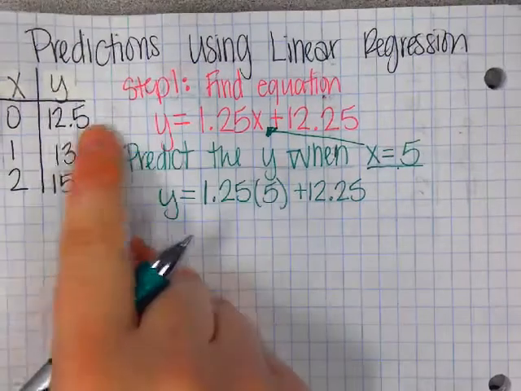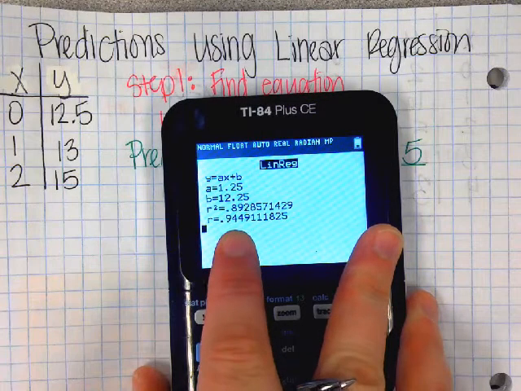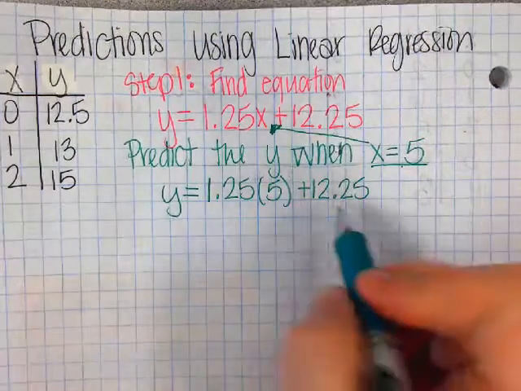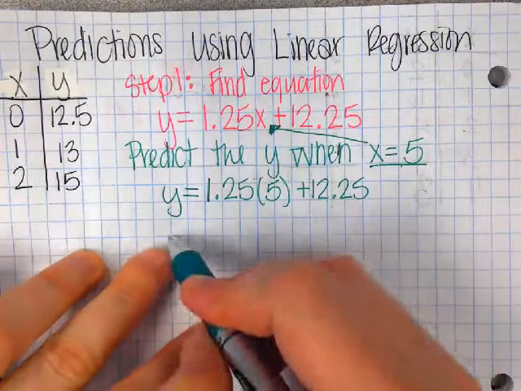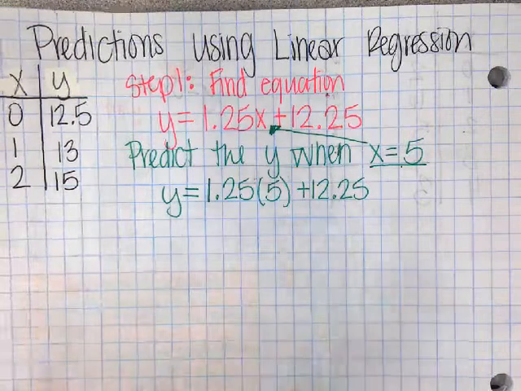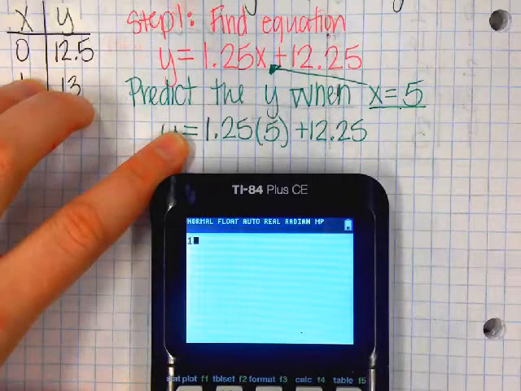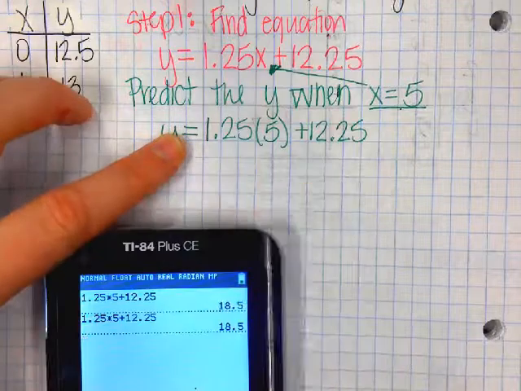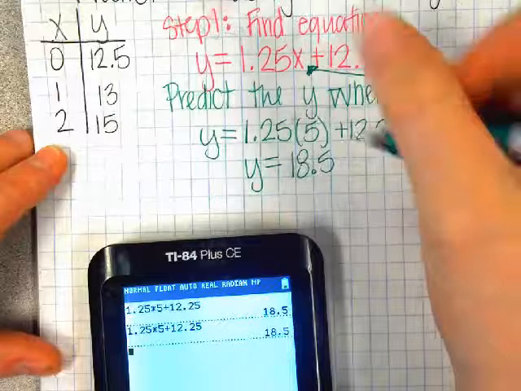So this isn't a perfectly straight line, and you can tell that because the r value is 0.95 or 0.94. If it was exactly 1, it would be a perfect line. But since this is not a perfect line, there would have been some points below, some points above, some points below. So we're going to use 5 to find the value. You can either do it in your head or in your calculator: 1.25 times 5 plus 12.25. So y equals 18.5.